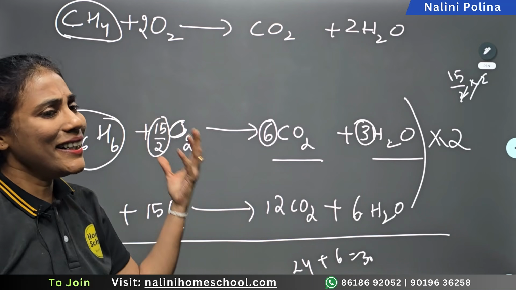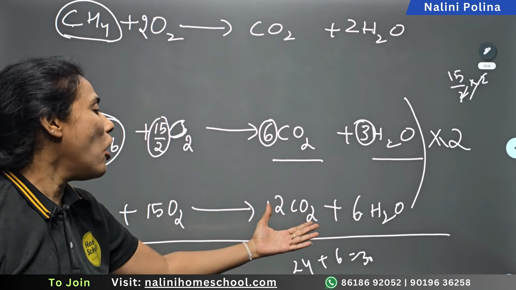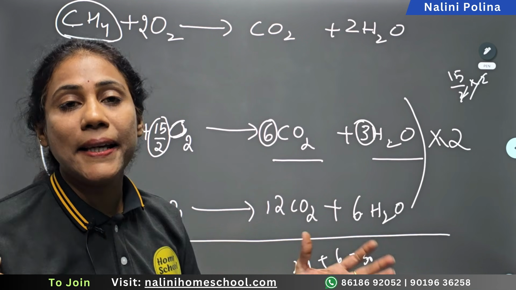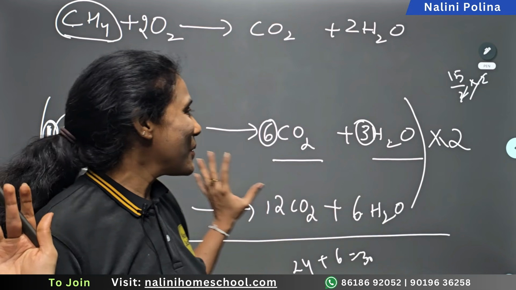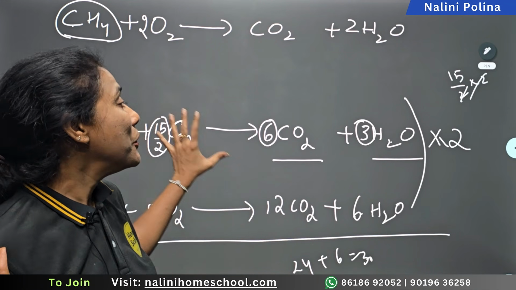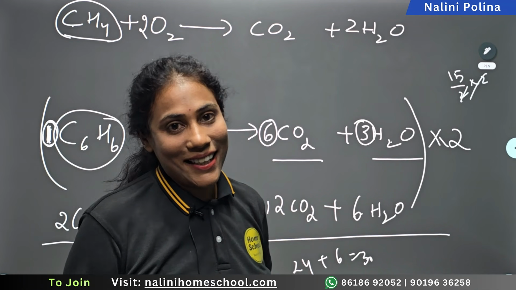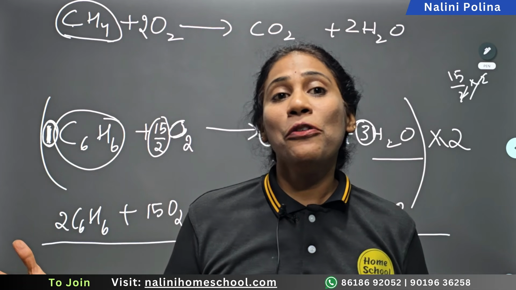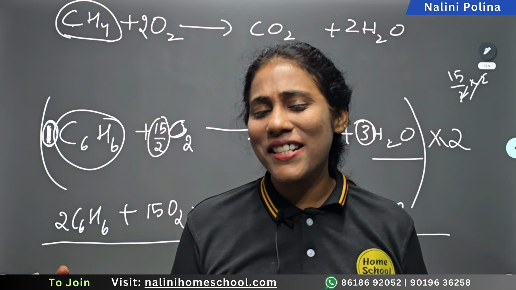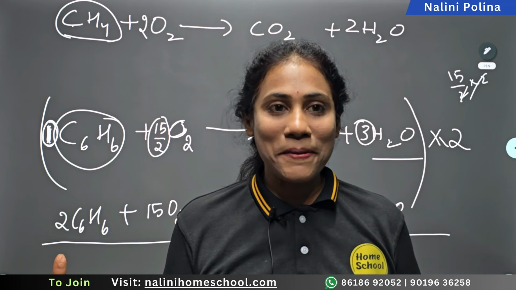If you do it by the hit and trial method, it will take a long time and ultimately you will end up in confusion. So this is the shortest trick to balance any combustion reaction. This is how you can balance combustion reactions with tricks and tips.